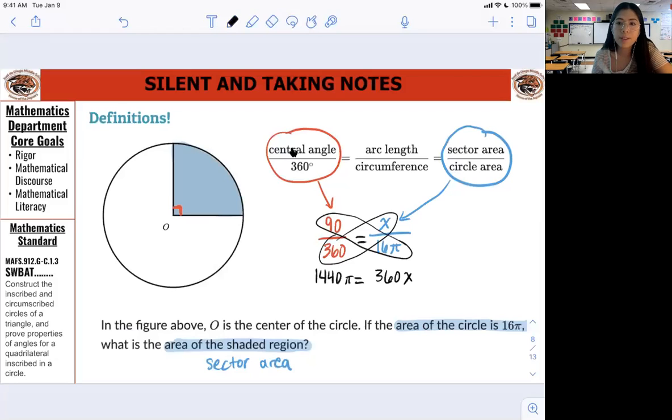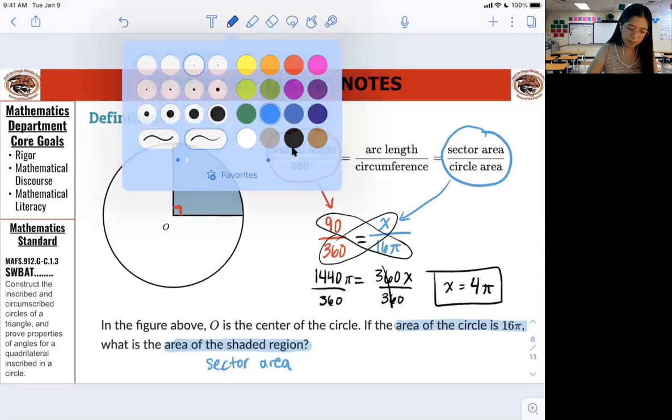Divide both sides by 360. Good, because we're solving for x. What is 1440 divided by 360? Let me get my calculator out. It's 4. And is it just 4? 4 pi. Don't forget that pi. So the sector area is 4 pi.